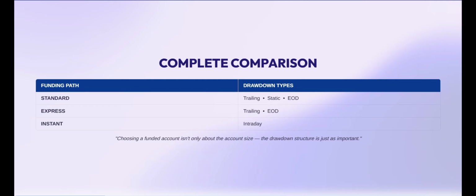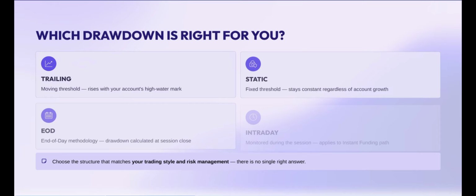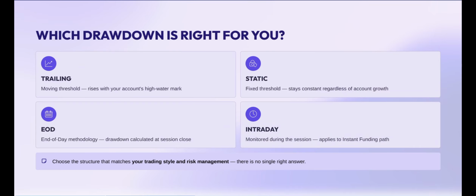So which drawdown type is right for you? There isn't one answer for every trader. If you prefer a fixed threshold, static drawdown may be easier for you to understand and manage. If you're comfortable managing a moving threshold, trailing drawdown may be a better fit. If you prefer an end-of-day methodology, EOD Drawdown is another option where available. And if you're looking at instant funding, you'll need to understand the intraday drawdown structure. The most important thing is choosing a structure that matches your trading style and risk management.